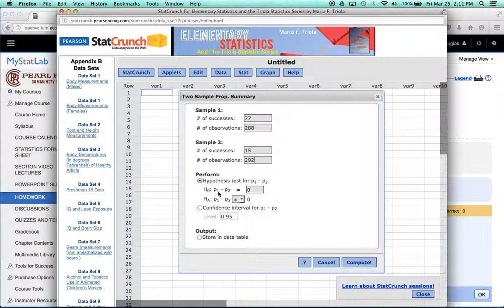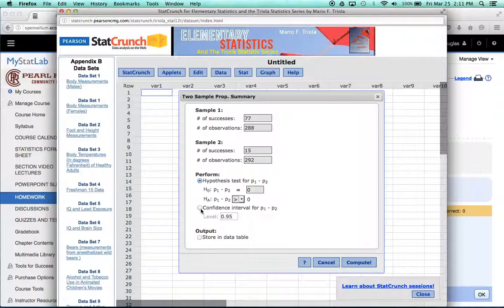The hypothesis test is set up as P1 minus P2. So we said that P1 was equal to P2, which would make P1 minus P2 equal to 0. The alternative, we had that P1 is greater than P2. If we subtract P2 from both sides, we get P1 minus P2 is greater than 0. So I need to change my not equal to a greater than.